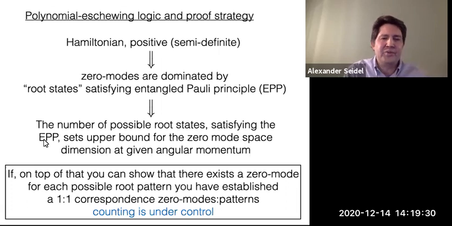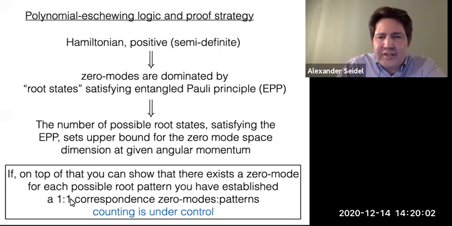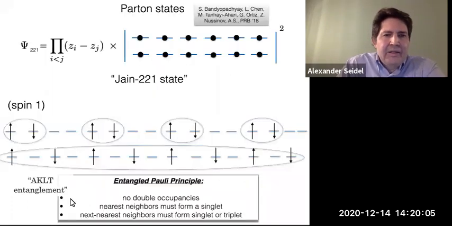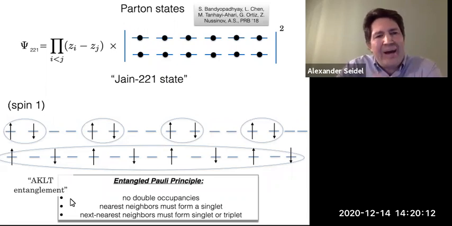And if on top of that, you have shown that for every root state that satisfies this principle, there exists a zero mode whose root state it is, then you have actually proven that there is a one-to-one correspondence between patterns satisfying the entangled Pauli principle and zero modes. And so you have proven in particular that you have found all zero modes. So this is the program that we carried out so far for the Jain 2-to-1 state. I cannot explain this in too great detail, but let's ponder the question why this is the unique ground state. From the Hamiltonian that I showed you, we have derived this entangled Pauli principle.